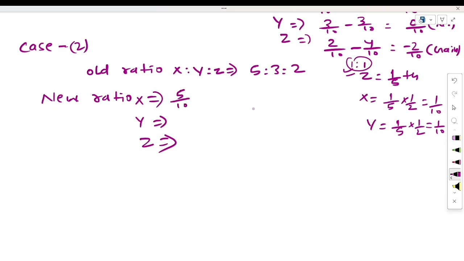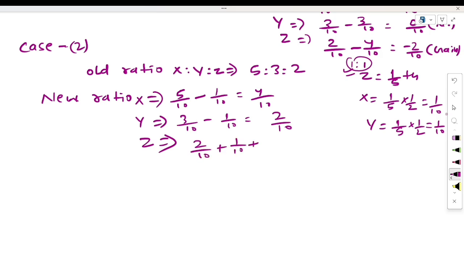Old ratio is given here: 5/10 minus, because X will give 1/10 to whom? Z, minus 1/10, 4/10. Y's ratio is 3/10 minus 1/10. Y also gives 2/10. Z is 2/10 plus 1/10 plus 1/10. It means 4/10. Now what would be the new ratio? The new ratio would be 4:2:4. This would be the new ratio.